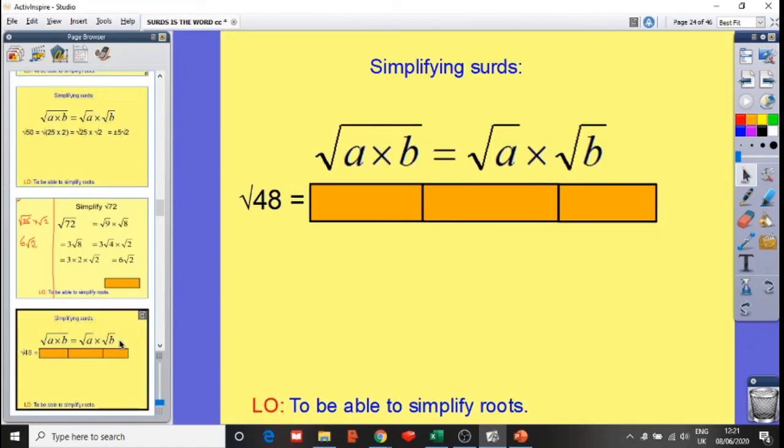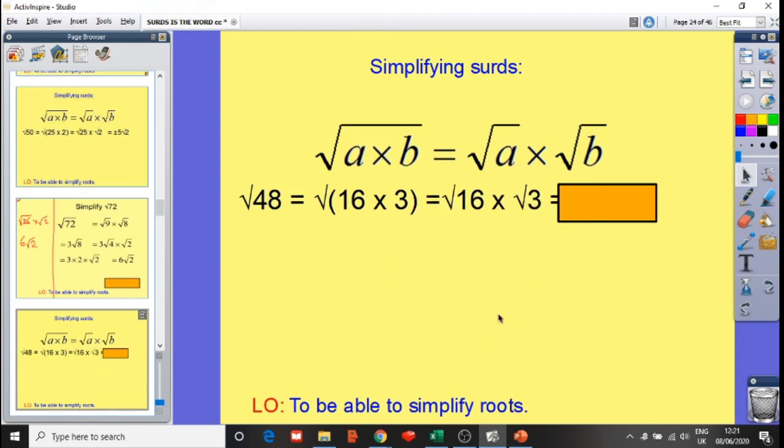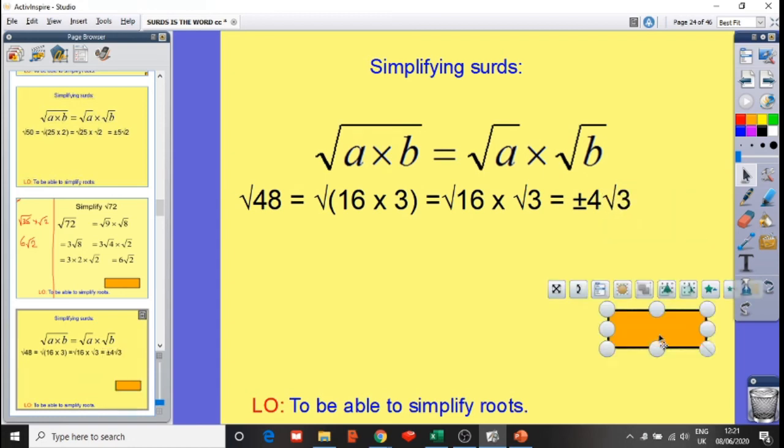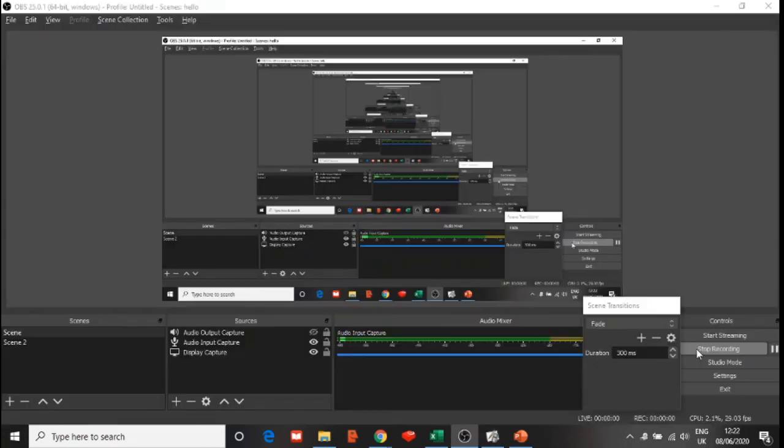Okay. Let's do 48. So I've done the square root of 16 times 3. Yep. The square root of 16 is 4, so it'll be 4 root 3. Okay. You don't need to put plus or minus, by the way.